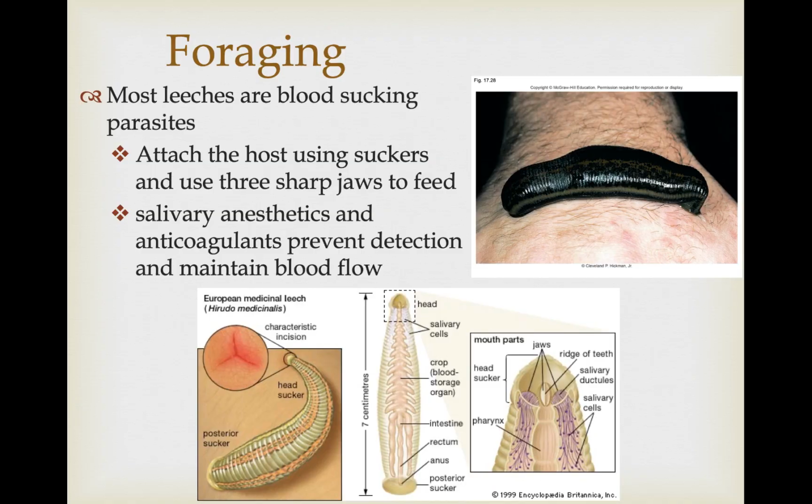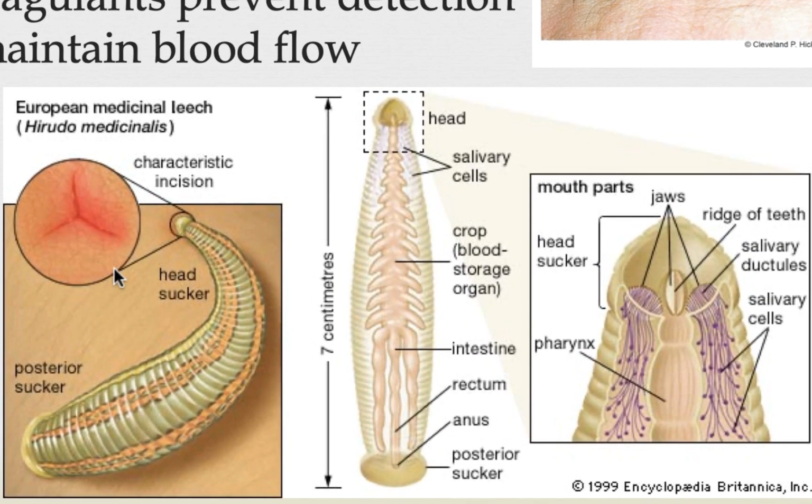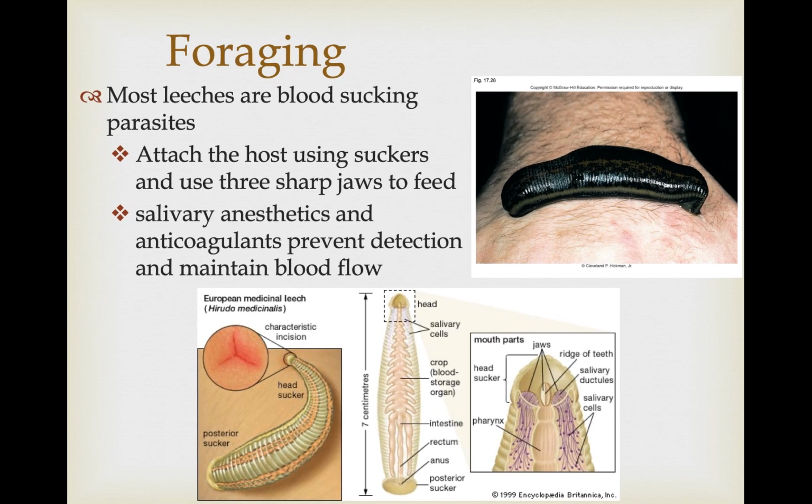Leeches are very specialized foragers. They're blood-sucking parasites, and they attach to their hosts using the anterior and posterior suckers, but they use 3 sharp jaws associated with their mouth for piercing the prey. Associated with these jaws also, they have salivary cells, glands, that secrete this anesthetic to keep the host from discovering that they're being fed on, and then also anticoagulants so that it prevents the blood flow from clotting, so it maintains blood flow so that they can continue to forage unheeded on their host.